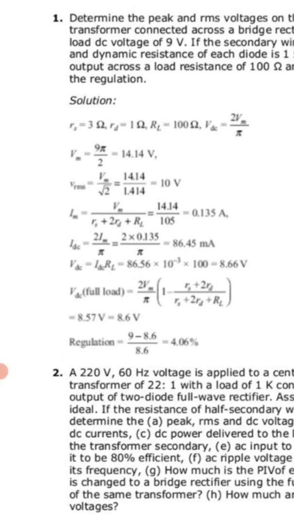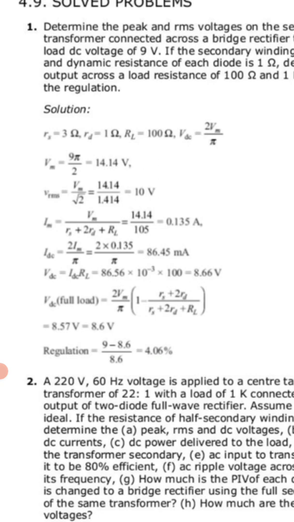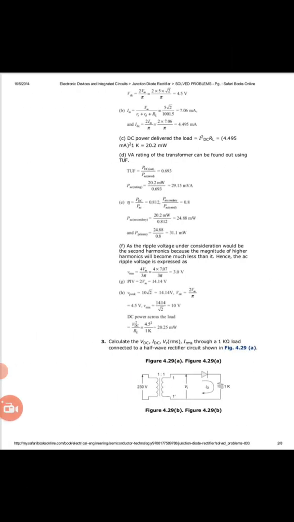So VDC is equal to 2 Vm by pi for full load, in bracket 1 minus Rs plus 2 Rd upon Rs plus 2 Rd plus RL. So we get the value of VDC as 8.6 volt, and the regulation is 9 minus 8.6 upon 8.6, which is equal to 4.606 percent.